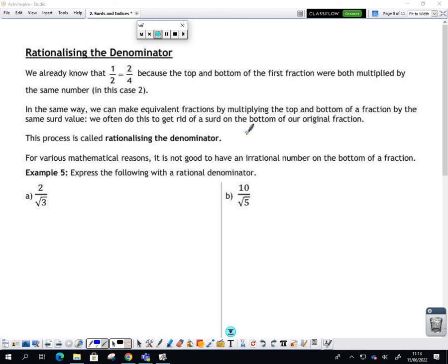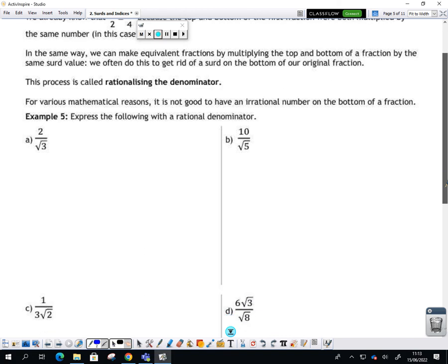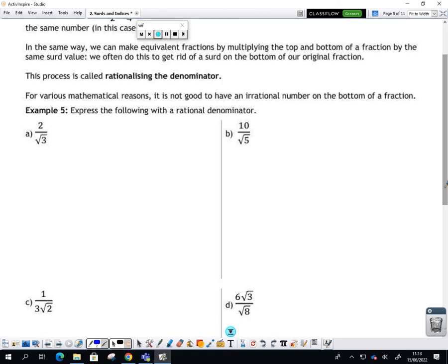have rationalised the denominator. We already know that root 3, root 5, etc. are irrational numbers. We would like to make them into rational numbers by eliminating the surd. Okay, so when we encounter a fraction like the ones in example 5, so 2 over root 3, we're asked to rationalise the denominator. So for the first one, we want to multiply top and bottom by the surd that is involved on the bottom of the fraction, which is root 3.